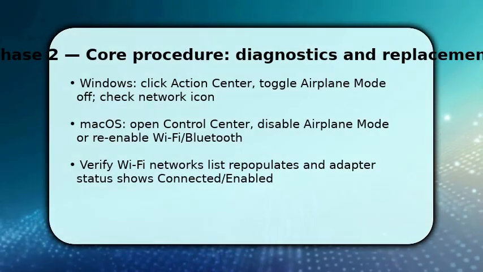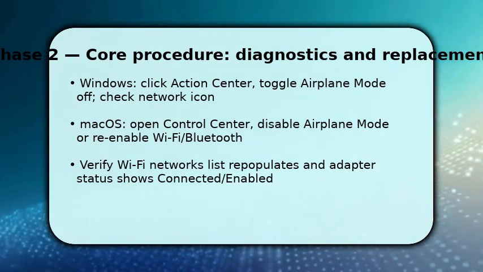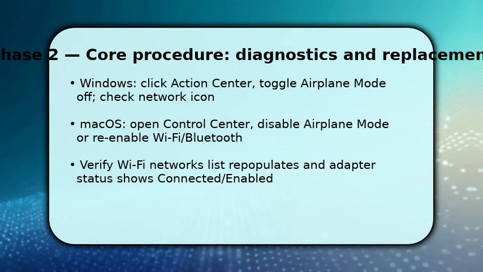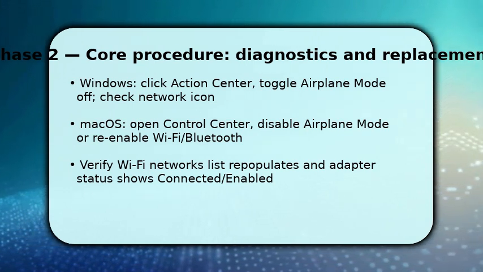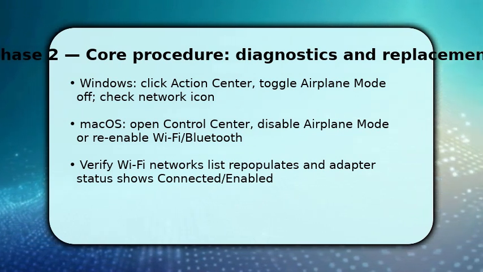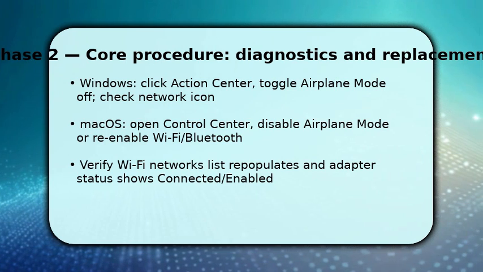You now toggle airplane mode off. On Windows, click the Action Center tile so the airplane icon is dimmed, and then confirm the network icon returns to normal. On macOS, use Control Center to disable airplane mode or manually re-enable Wi-Fi and Bluetooth.